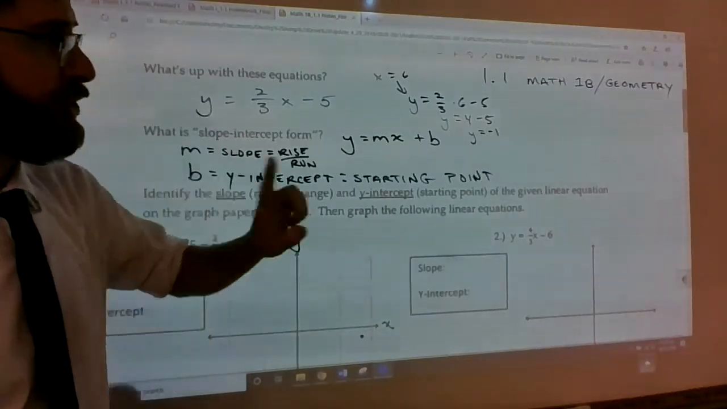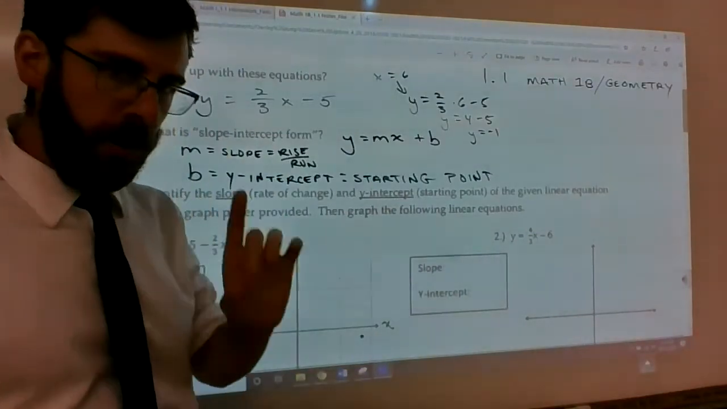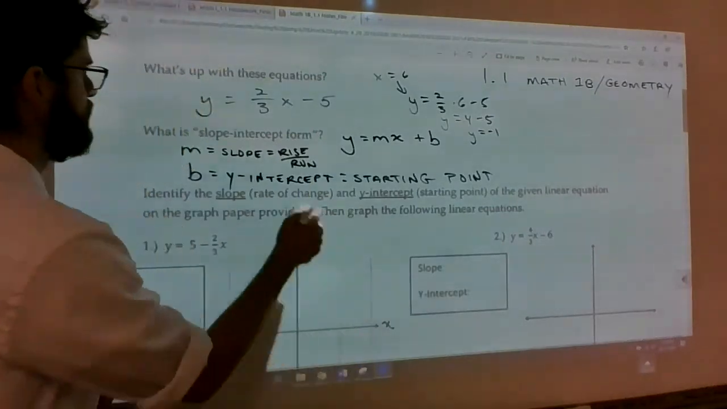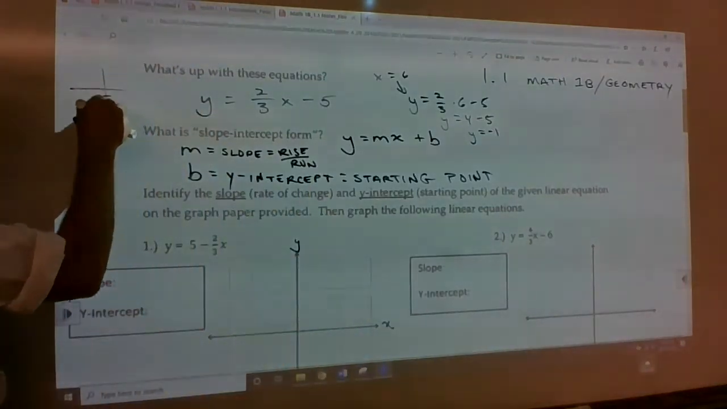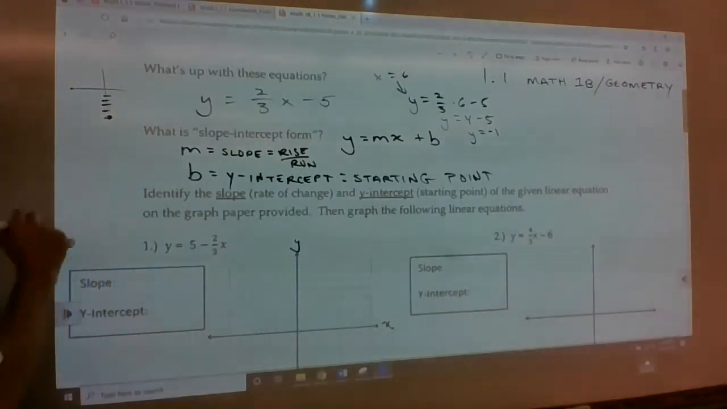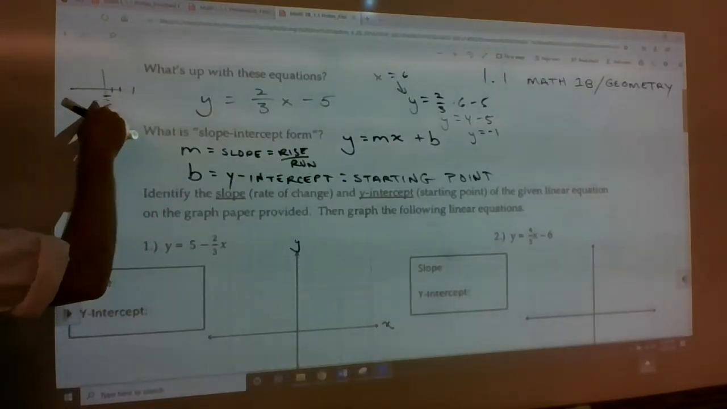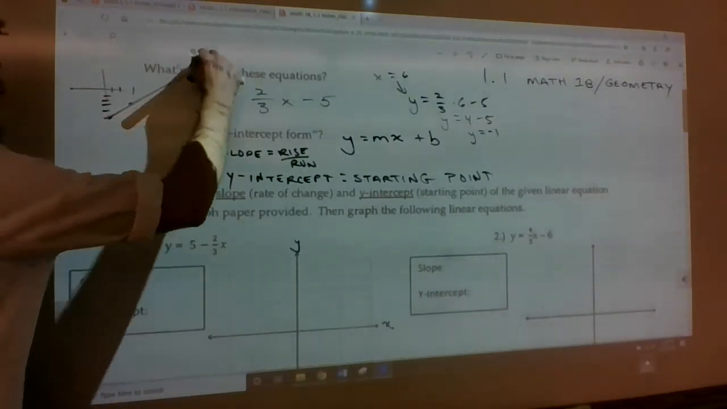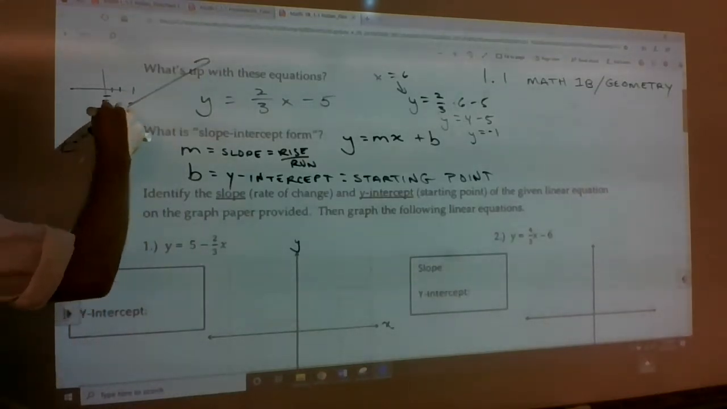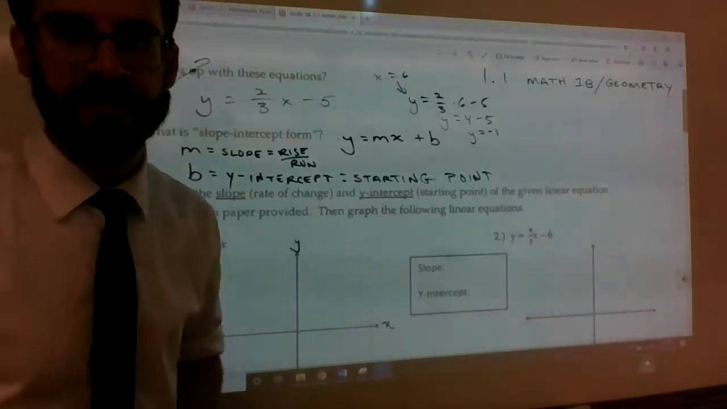Furthermore, it's not just the point 6, -1. It's all the points on the line that has a starting point of -5. So 1, 2, 3, 4, 5 below the x-axis. That goes up 2 units, right 3 units. So that forms a line when you go through it, and there's an infinite number of points on this line. All of those points are the solutions to the equation y equals 2/3 x minus 5.